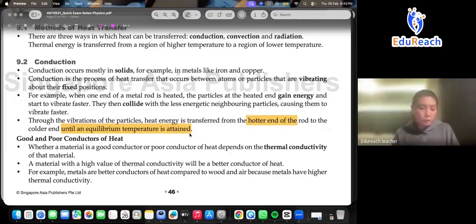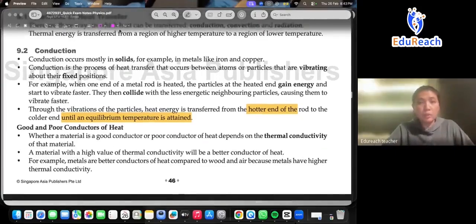So if you're talking about conduction, then of course we have to talk about the type of materials that will be good and poor conductors of heat. Okay, so a material that is a good conductor would have a high thermal conductivity. A material with a high value of thermal conductivity will be a better conductor of heat. So we know that metals are better conductors of heat compared to other materials such as wood and air, because metals have a higher thermal conductivity. So the key point here is just the terminology that we are using, thermal conductivity.